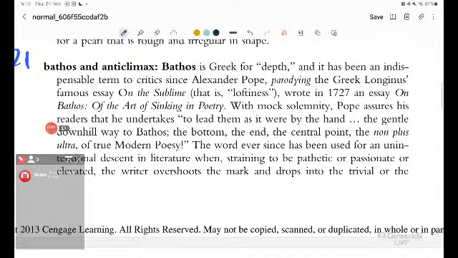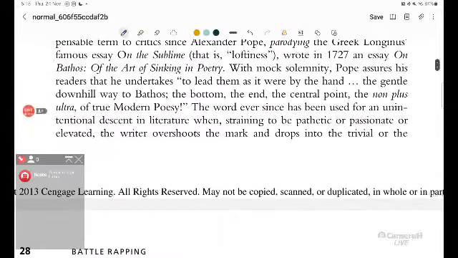With mock solemnity, Pope assures his readers that he undertakes to lead them as it were by the hand, the gentle downhill way to Bathos, the bottom, the end, the central point, the non plus ultra of true modern poesy. The word, ever since, has been used for an unintentional descent in literature. When straining to be pathetic or passionate or elevated, the writer overshoots the mark and drops into the trivial or the ridiculous.